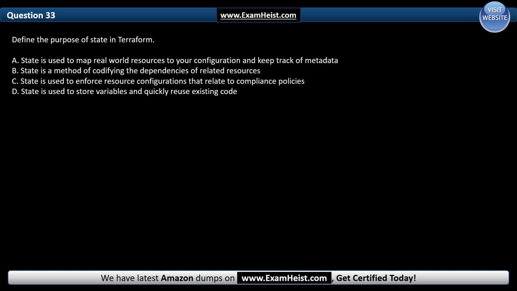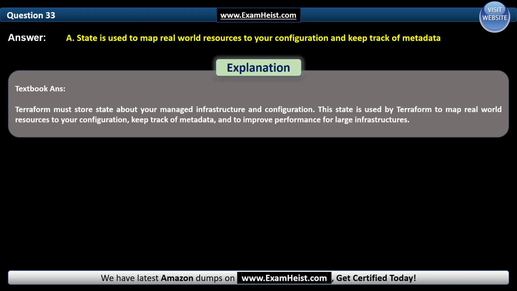Question 33. Define the purpose of state in Terraform. The correct option is A. State is used to map real-world resources to your configuration and keep track of metadata. Textbook answer. Terraform must store state about your managed infrastructure and configuration. This state is used by Terraform to map real-world resources to your configuration, keep track of metadata, and to improve performance for large infrastructures.